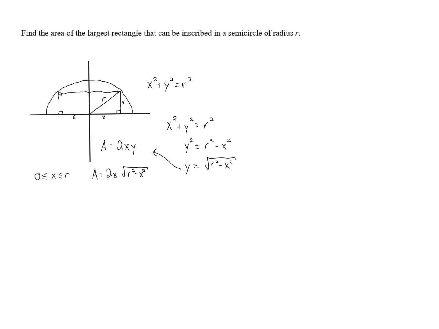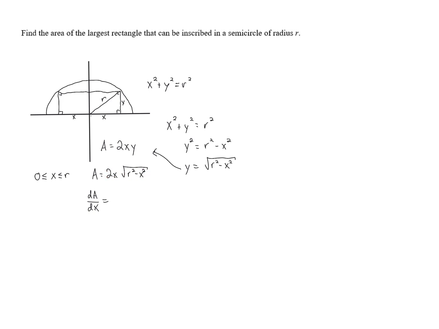So x is between 0 and r, and so we have a continuous differentiable function on a closed interval, so we can use the closed interval method, which means we need to find any critical numbers and evaluate the area at those critical numbers, and then also at the endpoints. So let's differentiate this to find critical numbers. dA over dx, and we've got to use the product rule. So we've got the derivative of the first times the second.